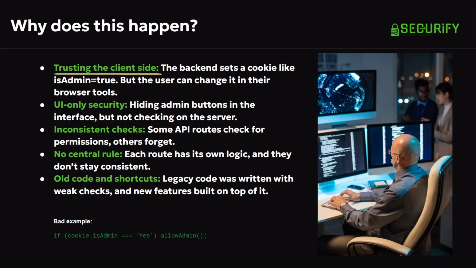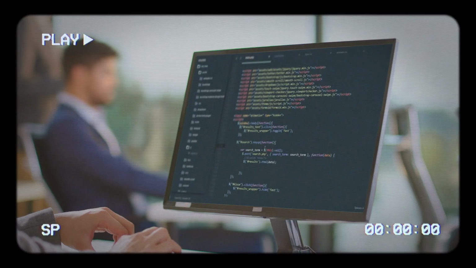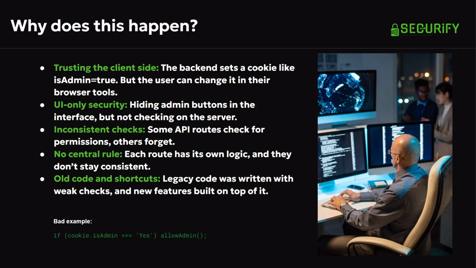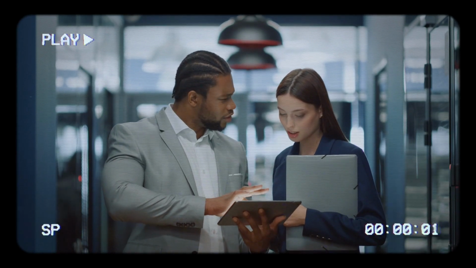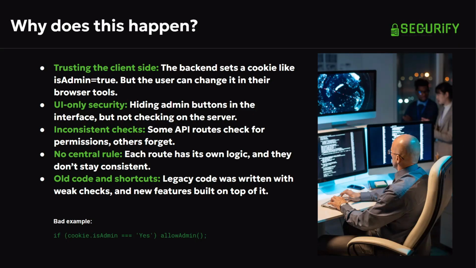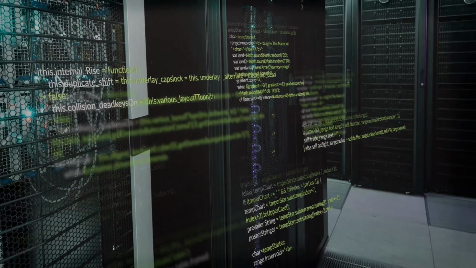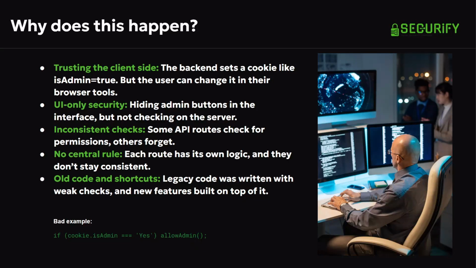First, trusting the client side. Sometimes the backend sets a cookie like isAdmin equals true, assuming only the server will touch it. But here's the truth, anything stored on the client can be tampered with. The user can open DevTools and change isAdmin from false to true in 2 seconds flat. And if your server trusts that cookie, you have just handed them the admin keys.